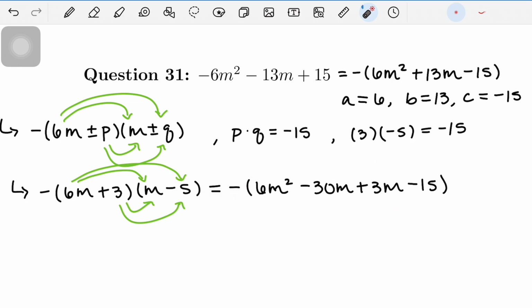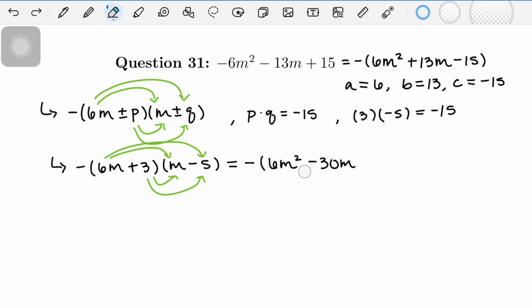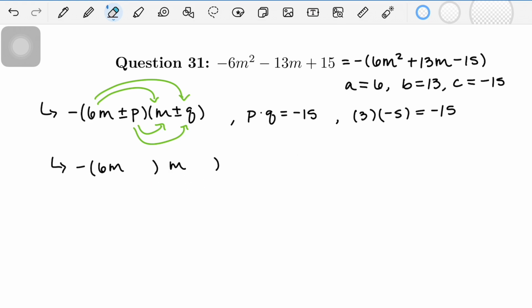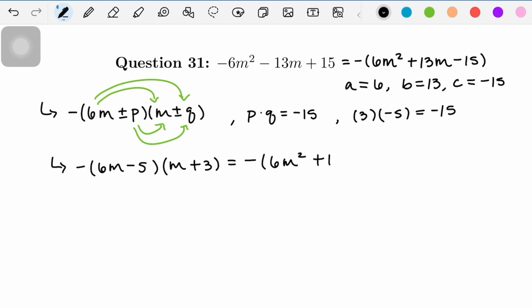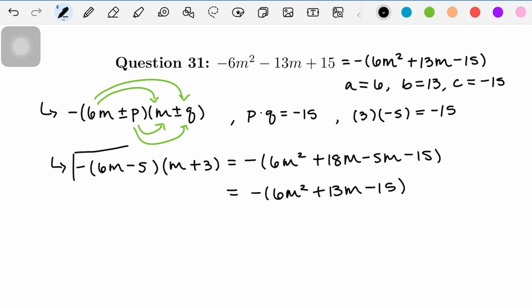The first thing we can do when we end up in a situation like this is maybe switch these p and q values. So that's exactly what we're going to do. Let's see what happens if we have 6m minus 5 and then m plus 3. FOILing this, we end up with 6m squared plus 18m minus 5m minus 15. Then we can see this ends up being the trinomial that we started with. We get that positive 13m in the middle, and we still have that minus 15 at the end. So this would be our final answer.